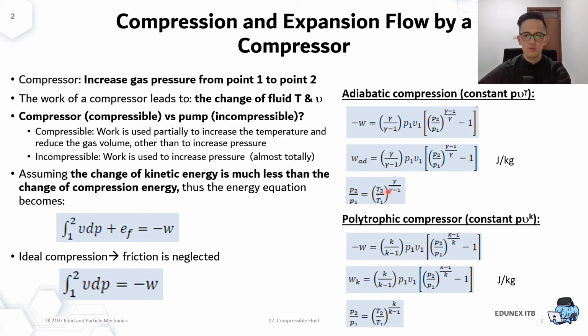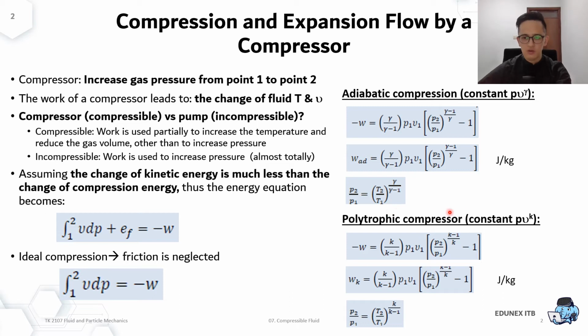P2 per P1 will be equal to T2 per T1 to the power of gamma per gamma minus 1. So that's for adiabatic. And remember, this is for a reversible ideal process. We haven't taken into account the efficiency.